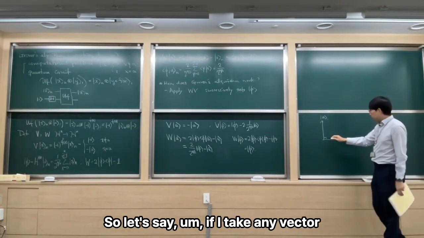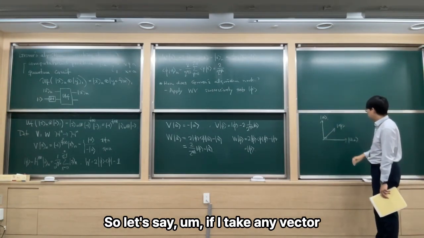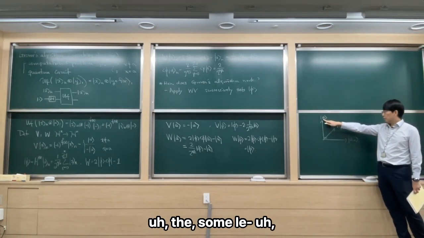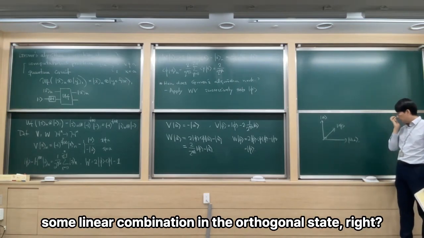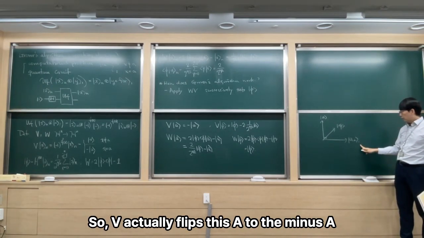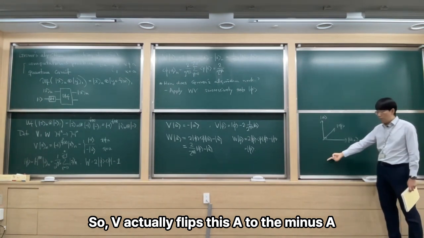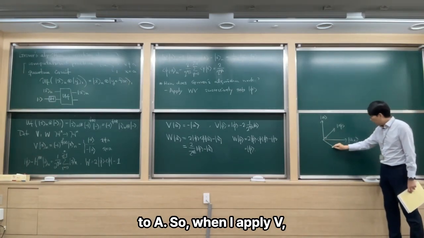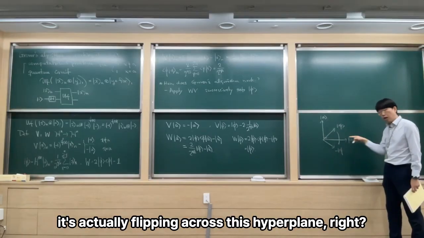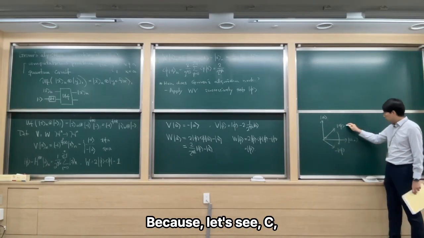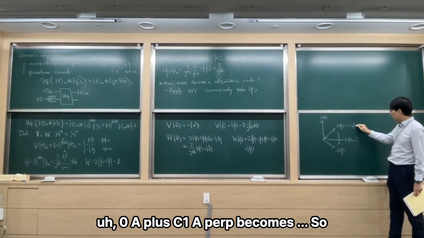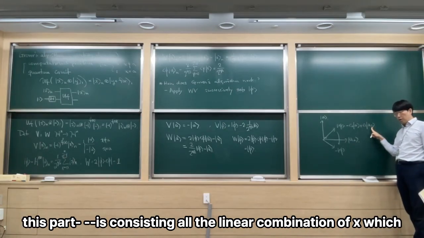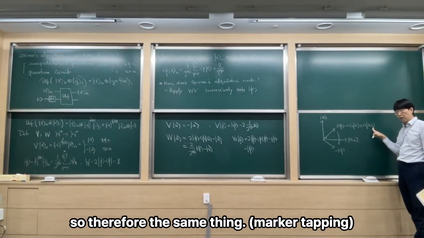So what does V do? Let's say I take any vector or any quantum state. This is some coefficient times A plus some linear combination in the orthogonal state, right? V flips this A to minus A, but stays the same for any vector orthogonal to A. So when I apply V, it's actually flipping across this hyperplane, right? Because C0 A plus C1 A perp becomes, so this part consists of all the linear combinations of x which is not equal to A, therefore the same thing.